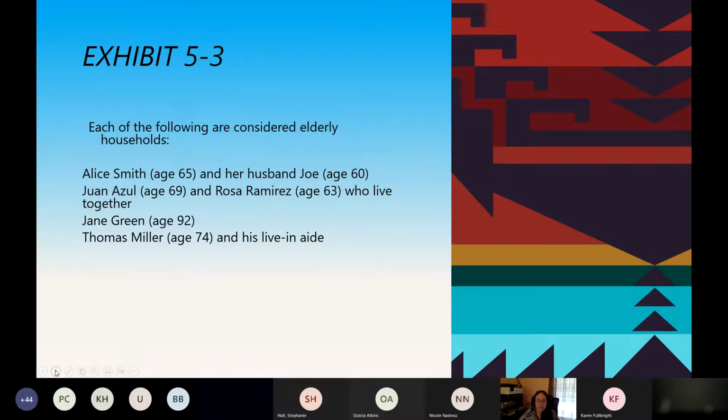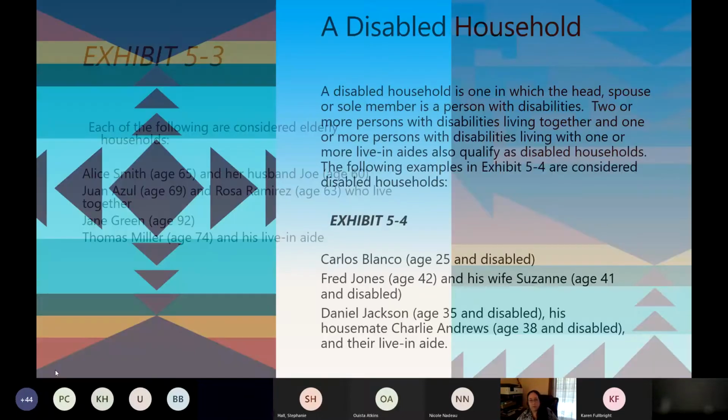Alice is 65. She lives with Joe, and he's 60. Juan is 69. Rosa is 63. They live together. Jane is 92. Thomas Miller is 74 and he lives with his live-in aide. They are all considered elderly households.